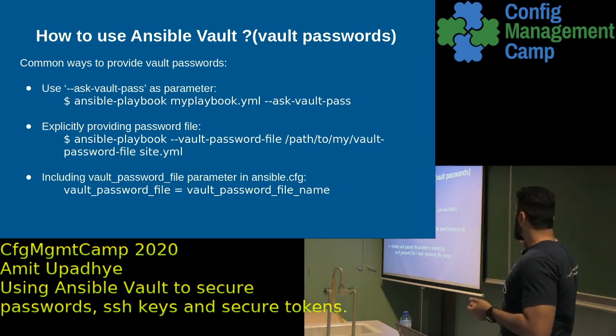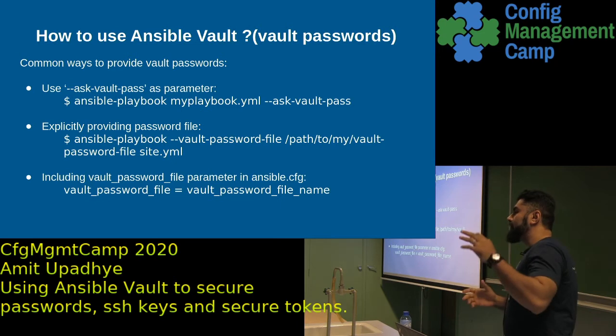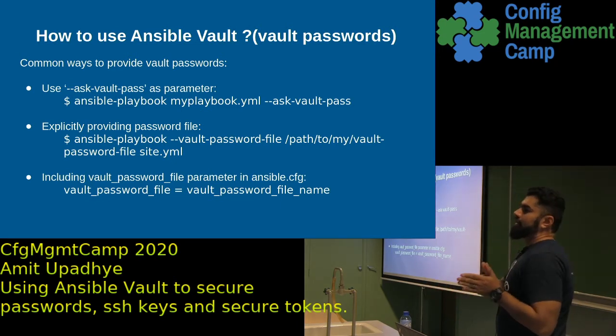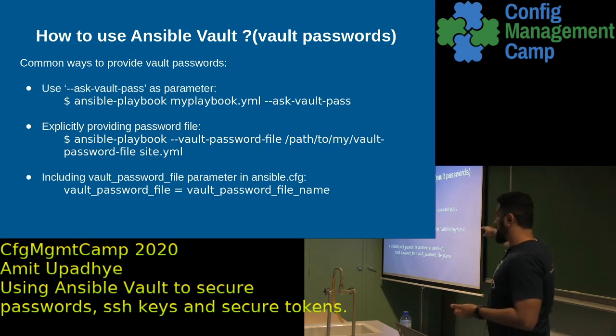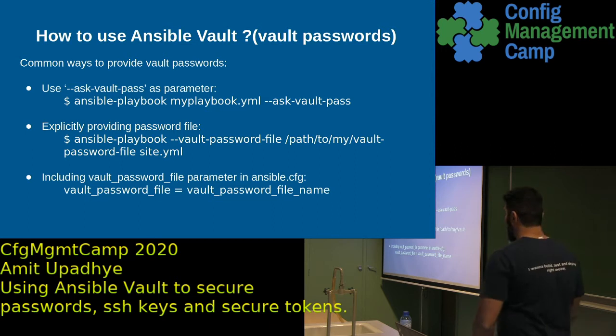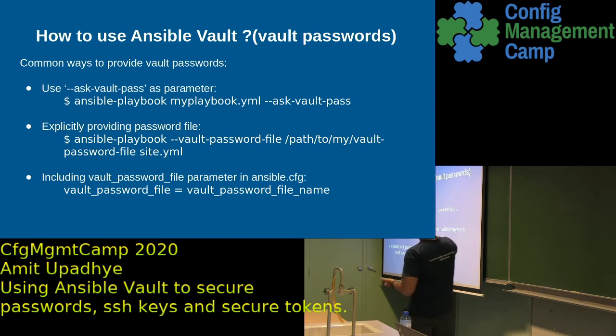So the very basic thing is you're going to use the ask vault pass option, but it is not going to help you when you do automation, because each and every time your script should not be waiting for the password to execute completely. You can use the vault password file, and there are multiple ways to do that. You can either save the password in a separate file and pass it like vault password file, or it is also possible to provide the same parameter in ansible.cfg.